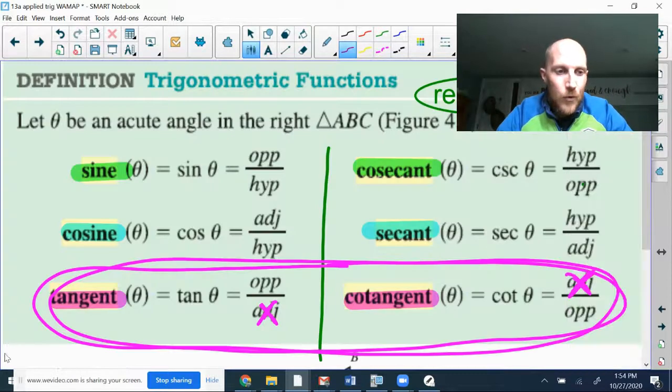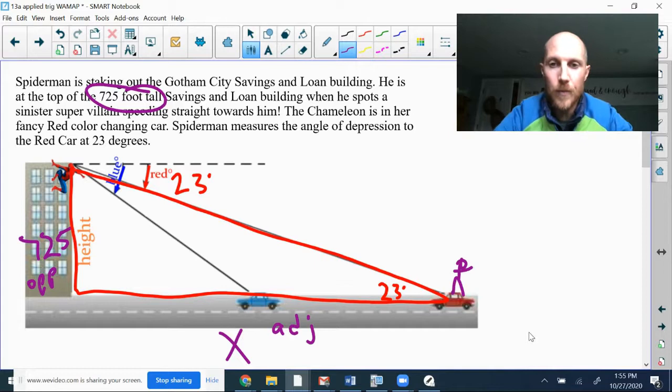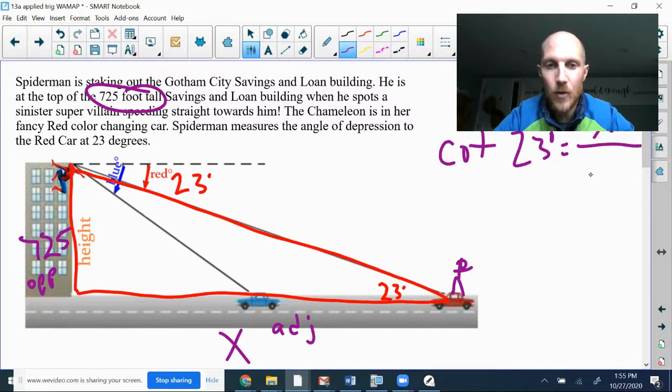What options do I have? Trig ratios, either tangent or cotangent. Since in this case I'm looking for the adjacent side, that's going to be my variable. If I use tangent, it puts the variable in the denominator. I don't like that. If I use cotangent, it's going to move my variable, the adjacent side, up to the numerator, which is amazingly awesome. I like that. I'm going to go with cotangent this time. So cotangent of that 23-degree angle is going to be adjacent over opposite.